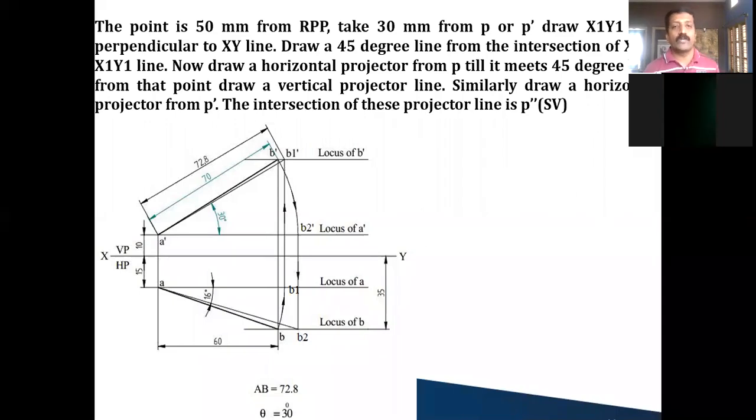Or else, how to do it from the top view? From AB as the radius, A as the center, you cut an arc like this. Call it as the B1. Now you draw the vertical projector till it meets the locus of B dash. You call this as the B1 dash and join it. So at the end you can measure both the A dash B1 dash and AB2. It has to match. That is the true length diagram.